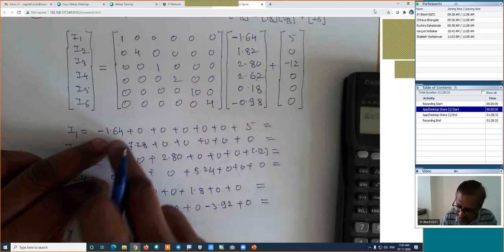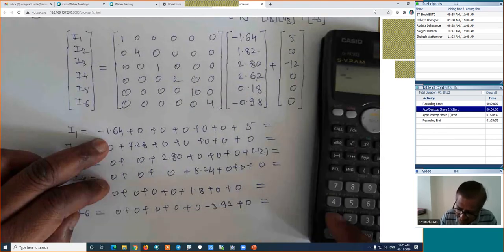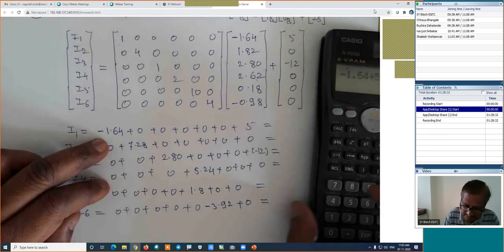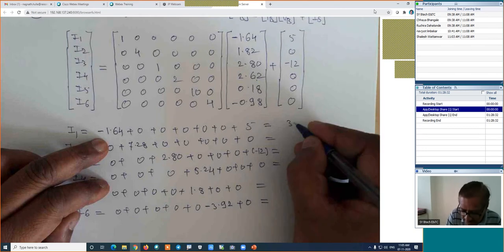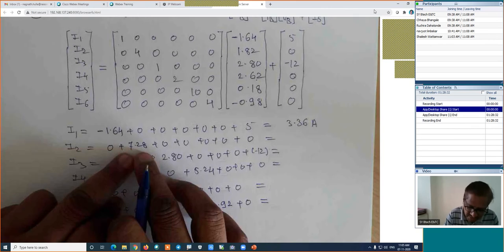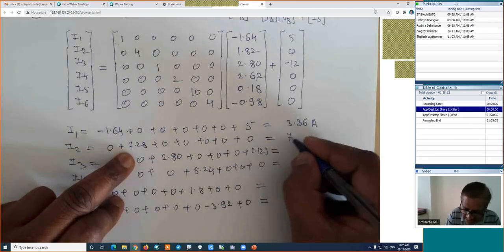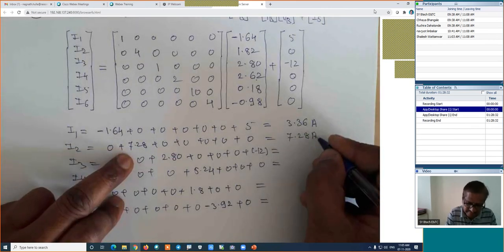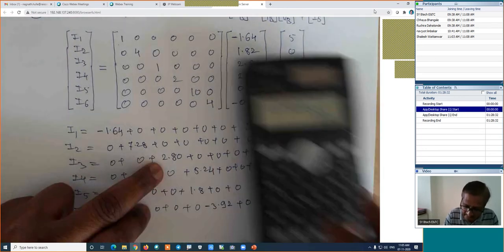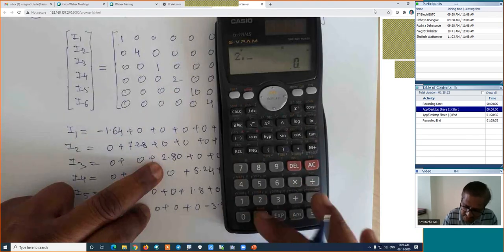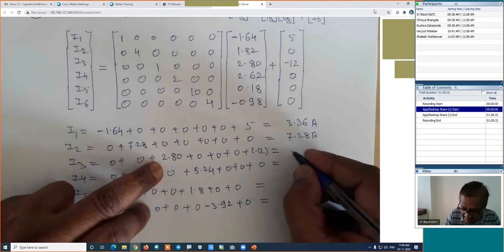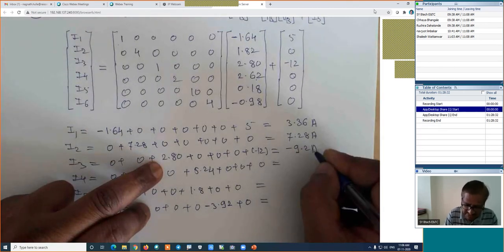Here in this case this is minus 1.64, plus 5 plus 5. This value will be 3.36. This is 3.36 amperes is the first current. What is the second? 7.28 plus everything will be 0, means it will be 7.28 amperes. This value plus 2.8 and minus 12. It is 2.8 minus 12. This value is minus 9.2 amperes.